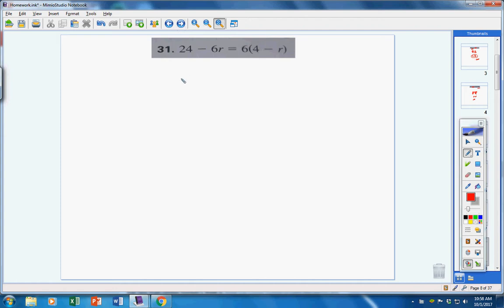31. Simplify both sides. There's no simplifying that we can do to this side here. We have unlike terms. However, over here on the right side, we can take this 6 and multiply it through. 6 times 4 is 24. 6 times negative r is negative 6r. Alright? Now, we have simplified both sides as far as we can go. Next, eliminate fractions. Next, move your constant terms to one side and your variable terms to the other side. When you do, these cancel 0, these cancel 0.